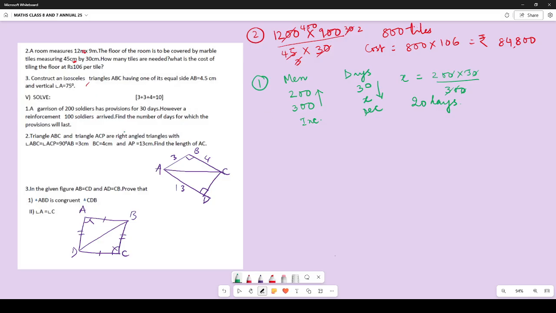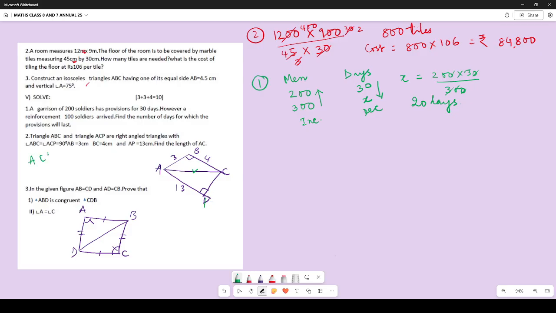Triangle ABC. Now let us look at this next figure. Triangle ABC and triangle ACP are right angle triangles. ABC and ACP, this is P. Right angle triangles with this equal to 90 degrees. Now this is what you are supposed to find out. If you look, this makes again a right angle triangle. So we will use the Pythagoras theorem over here.